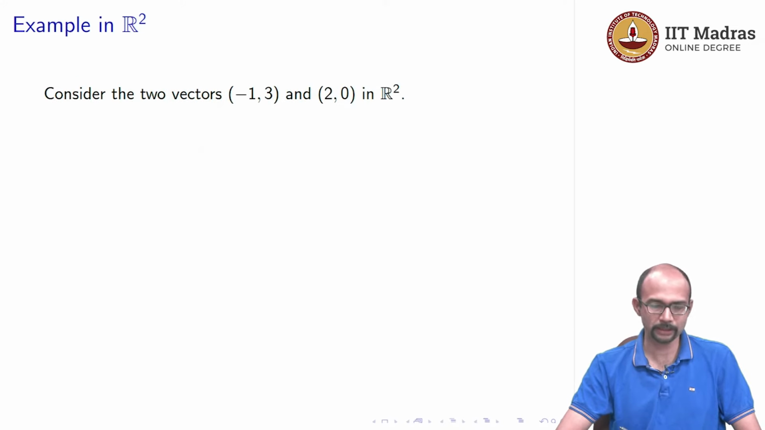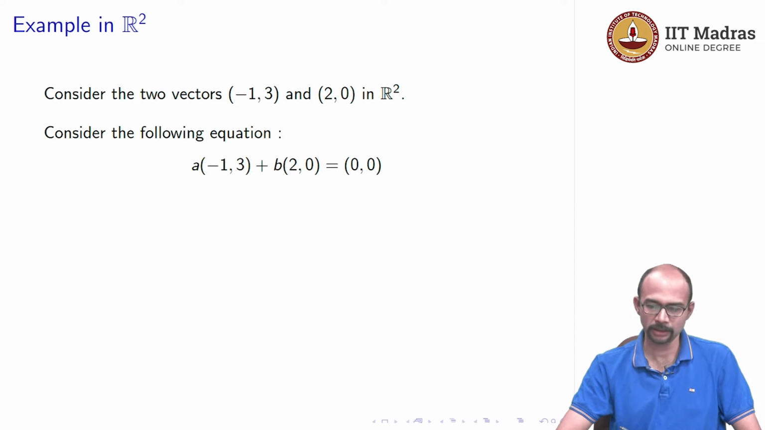Let us do some examples. Let us first check out this example in R2. Look at the two vectors (-1, 3) and (2, 0). We want to see which coefficients give us that the sum is 0. So you write this equation: a times (-1, 3) plus b times (2, 0) is (0, 0), and then you try to solve for a and b.